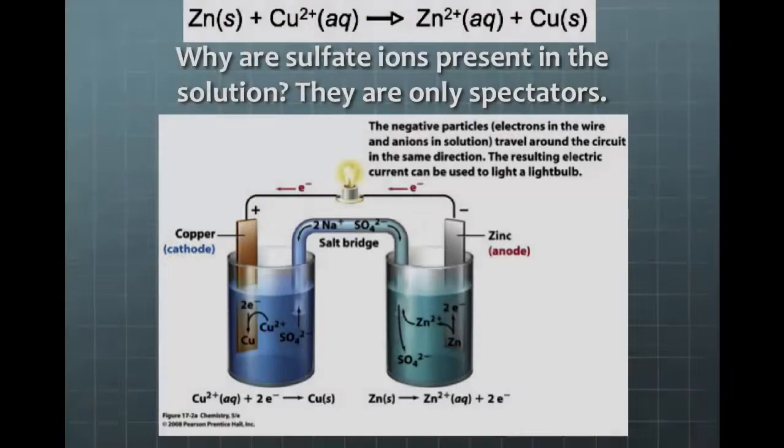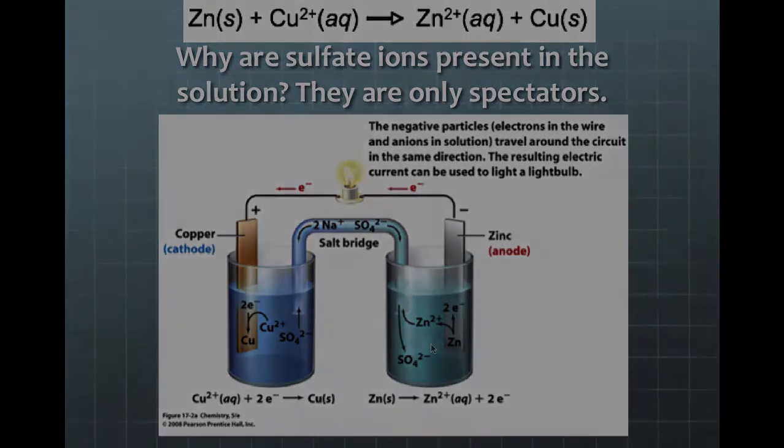clarity. Why are sulfate ions present in the solutions? They are only spectator ions. What's the point? You can't go and get a jar of copper ions. You can't go and get a jar of zinc ions. So you add copper sulfate, and typically it's a 1 molar solution, and you add zinc sulfate to have for this electrode, for this solution over here.